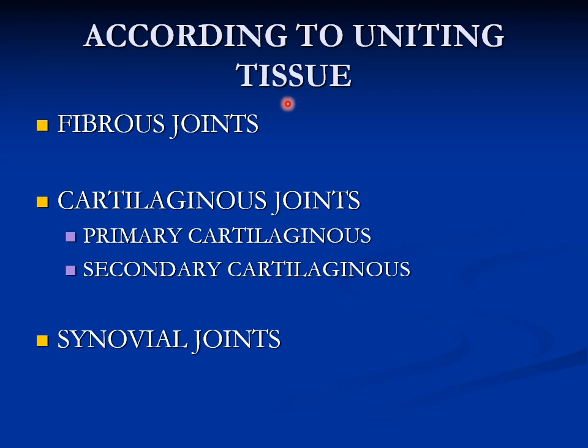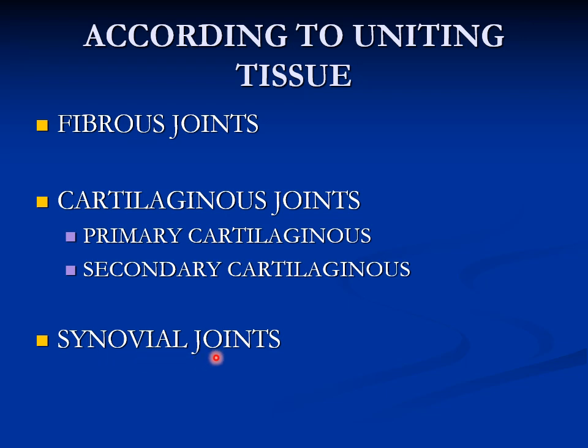If the bones are united together by a fibrous tissue in between two bones, then these are known as fibrous joints. And if the union is by cartilage, then we label them the cartilaginous joints. And we further classify these cartilaginous joints into the primary cartilaginous and secondary cartilaginous joints. And if there is a synovial cavity, synovial membrane, and synovial fluid in it, that has the joint cavity, we label them the synovial joints.